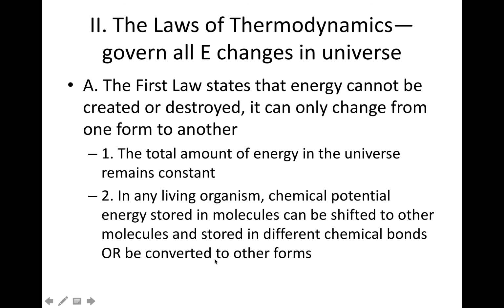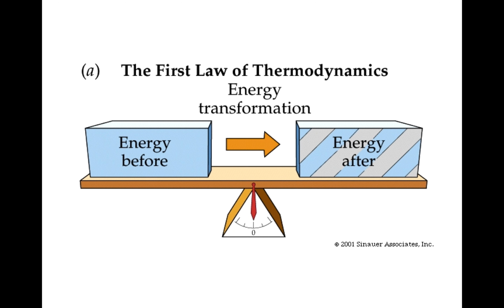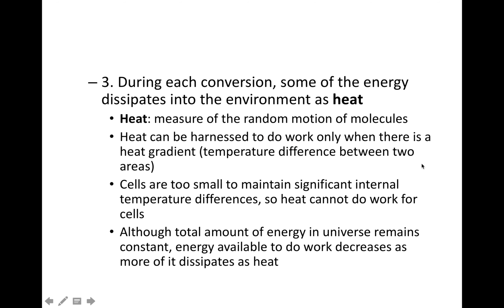So a nice picture to represent the first law of thermodynamics is this is your energy before the chemical reaction, this is your energy after, and you can see that it can be transformed into different forms. During each conversion, some of the energy is lost to the environment as heat, and this is a huge problem, especially in engineering, like friction, like machines. There's always this loss of energy through heat, and so when they make machines, they try to make them more efficient by reducing friction or reducing heat loss.